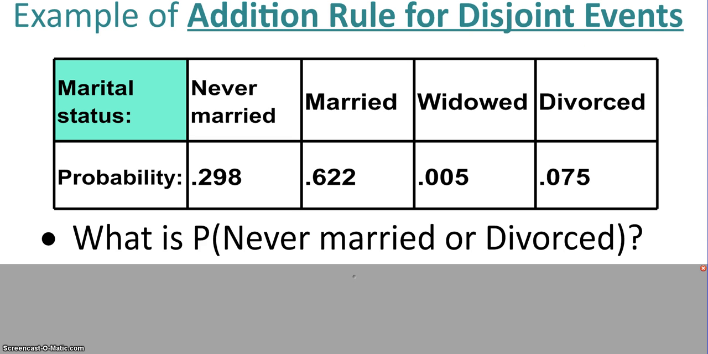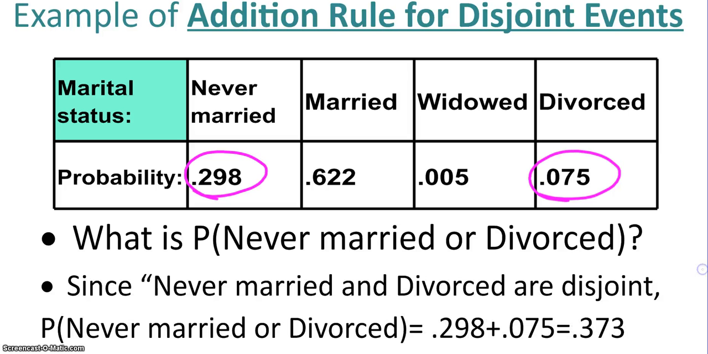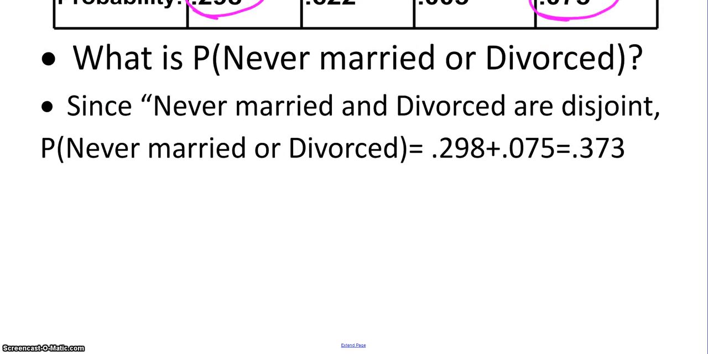What is the probability of being never married or divorced? We're going to add those two, and because they're mutually exclusive or disjoint events, I can just add them. There's nothing to subtract here because you can't be both never married and divorced. The whole premise of being divorced is that you were married first. So all we do is add those two probabilities and get 0.373.